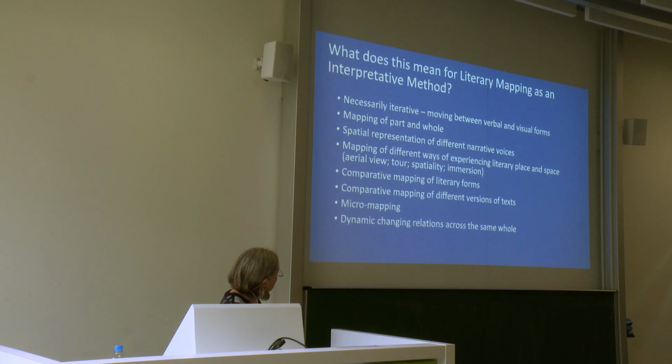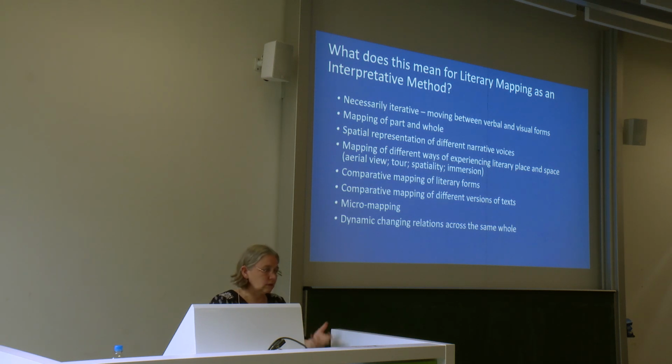So that's quite exciting. At least I fulfilled my role. That's the main thing. So what does this mean, I guess, for literary mapping? In my view, it means that the mapping always has to be iterative. It has to kind of move between verbal and visual forms.